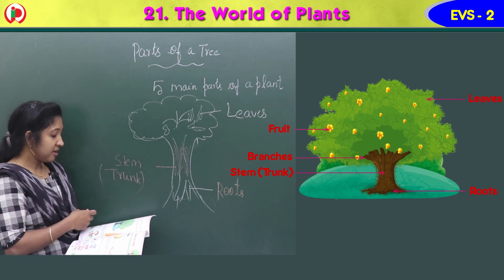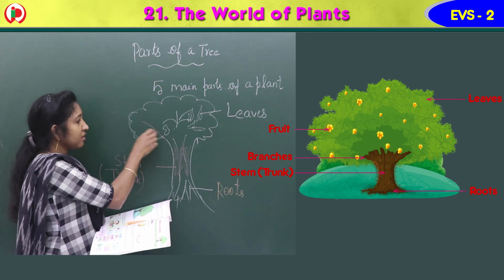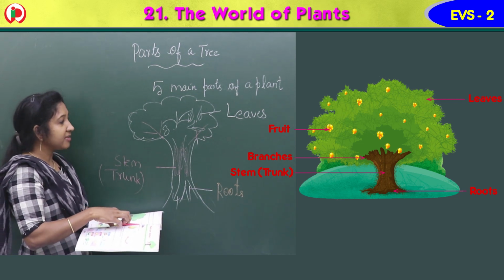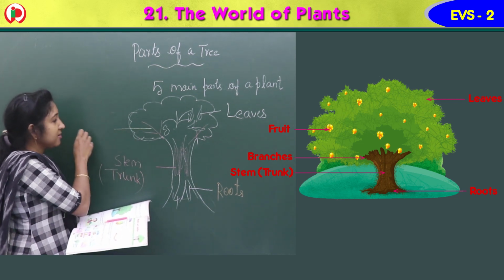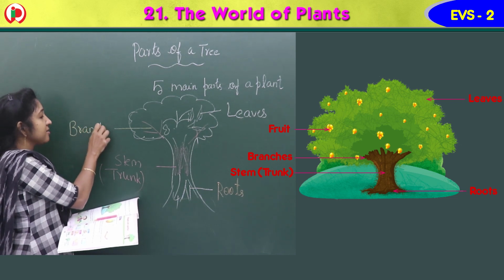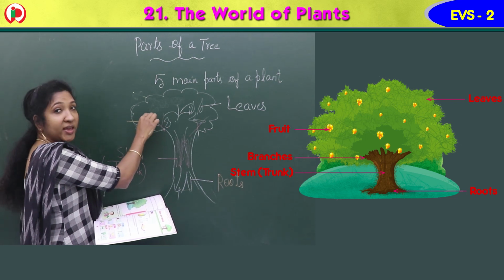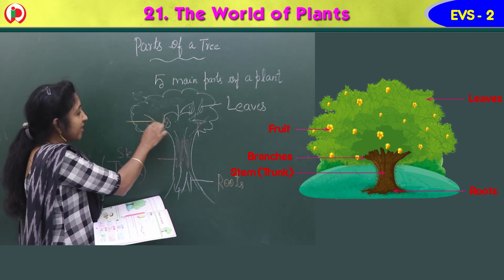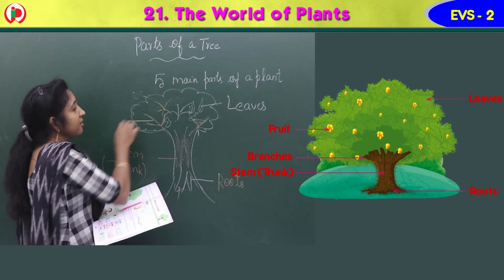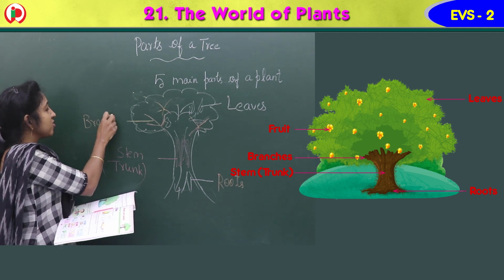Now you can see here different branches. Branches are there for trees, isn't it? So branches is another part of a tree. You can see different branches of a tree.